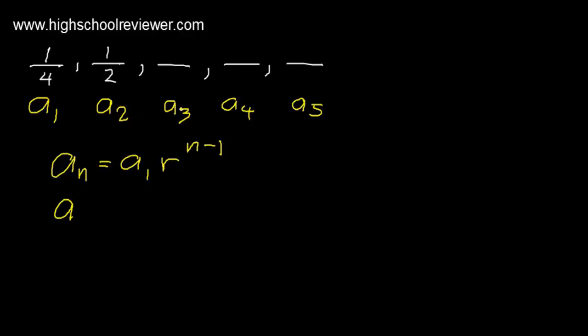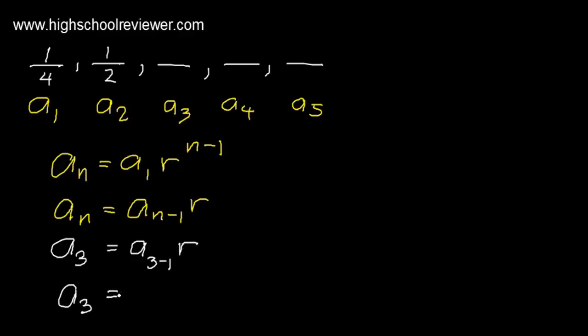For example, for a sub 3, so a sub n, this will be a sub n minus 1 multiplied by r. So for our a sub 3, this will be equal to a, our n is 3, so 3 minus 1 multiplied by r. Our a sub 3, this will now be 3 minus 1 is 2. So this will be a sub 2 multiplied by r. So meaning to say, we will just multiply the previous term by r to get the present term.